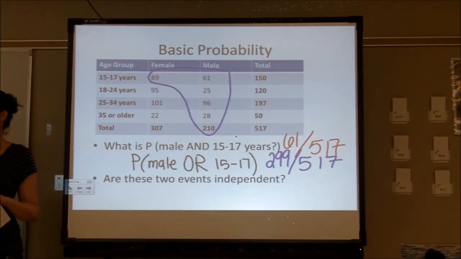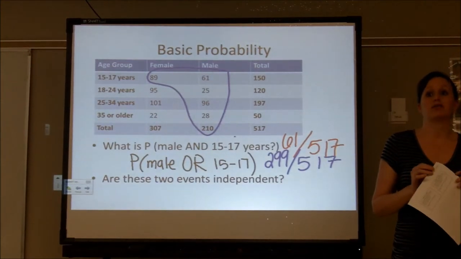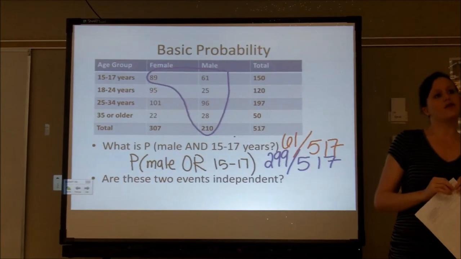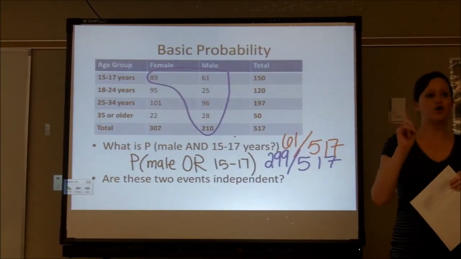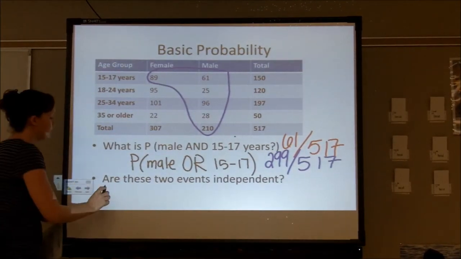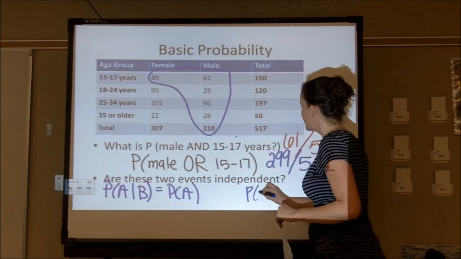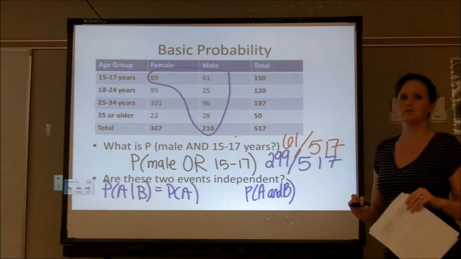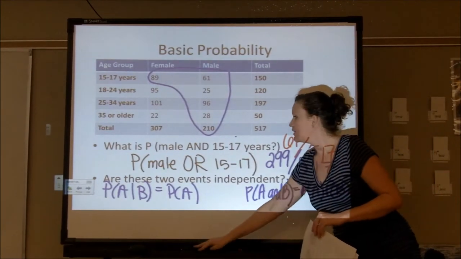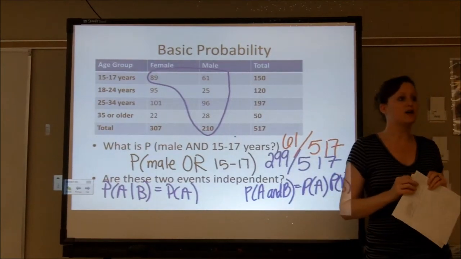Are these two events, male and 15 to 17 years old, independent of each other? Well, we need to do some math. If this is asked on the AP exam, they do not want you to say, yeah, they're independent because whether or not you're male or female has nothing to do with what age you are. Answer this with math. We have two formulas to check for independence. One is probability of A given B is equal to the probability of A. The other is probability of A and B equals the probability of A times the probability of B. If these give me a true statement, then the events A and B are independent.